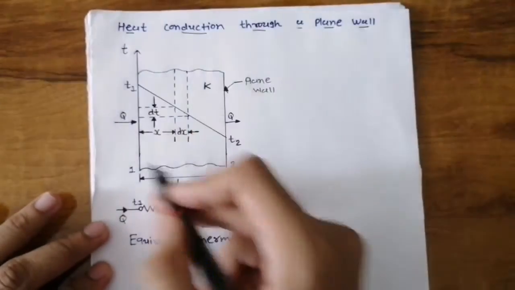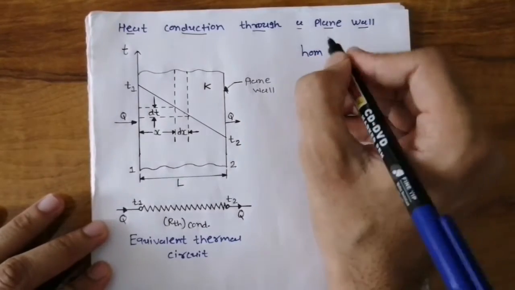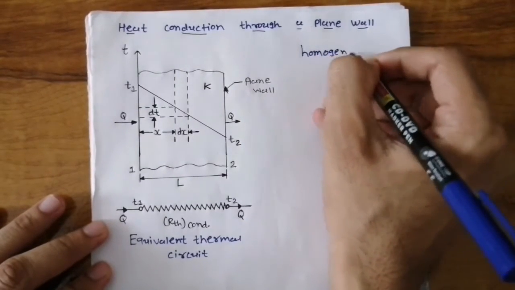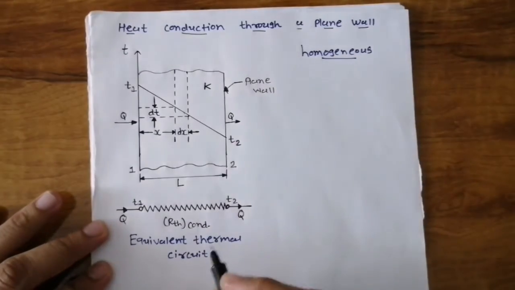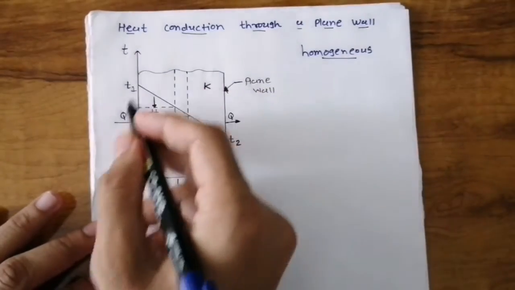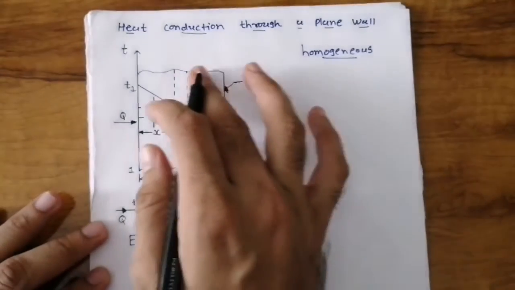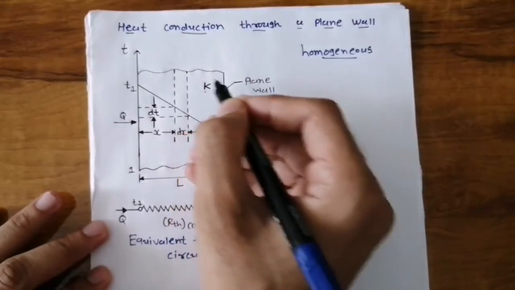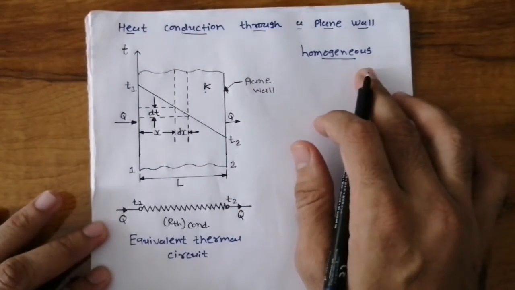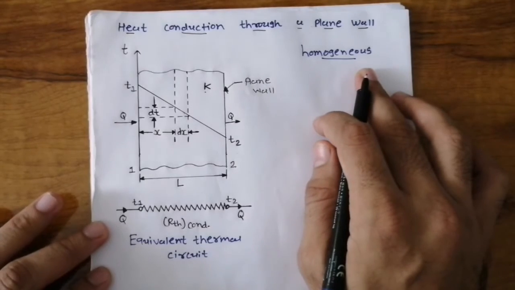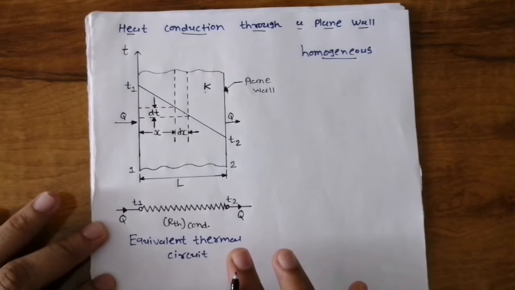The material of that plane wall is homogeneous. What does homogeneous mean? It means the thermal conductivity of the plane wall is the same everywhere. Thermal conductivity, K, is the same everywhere in the plane wall. That is called homogeneous material. Now, we consider heat flowing only in the x direction.